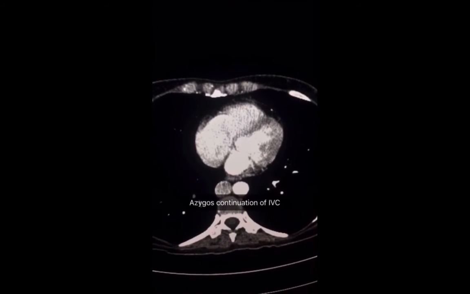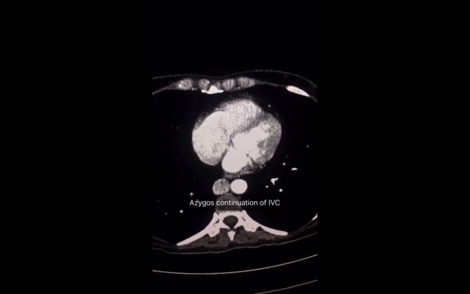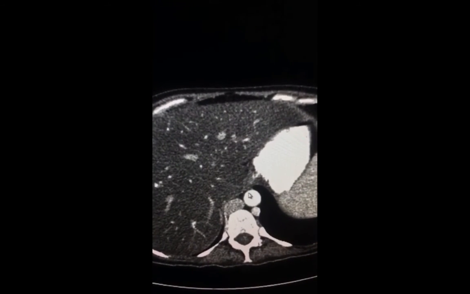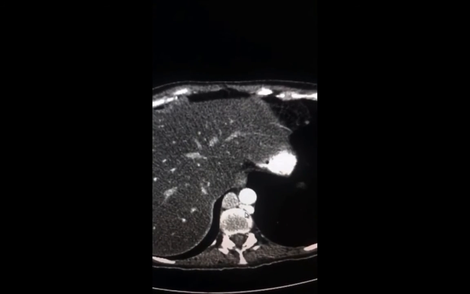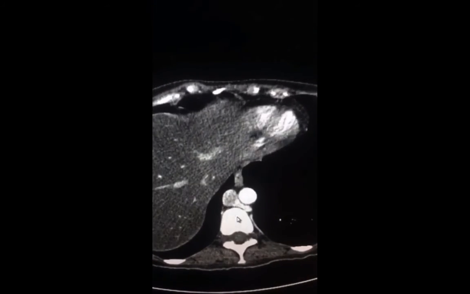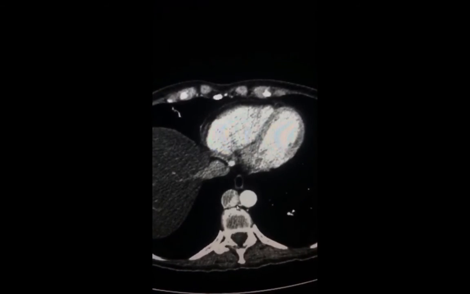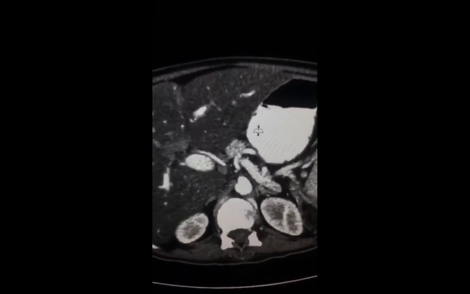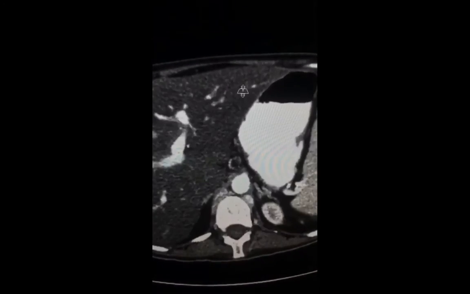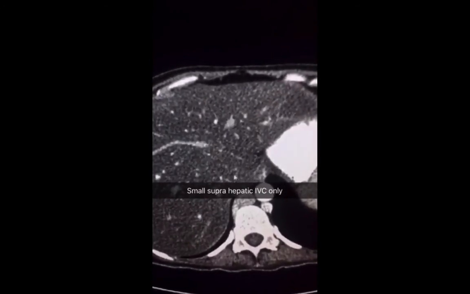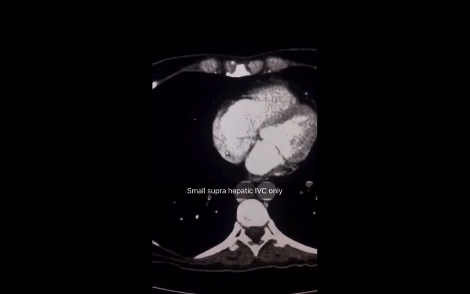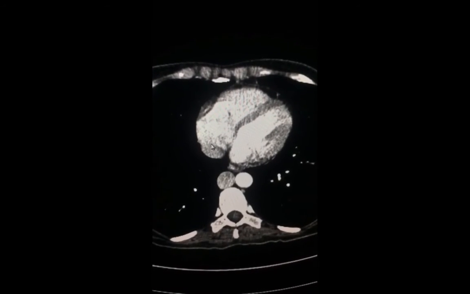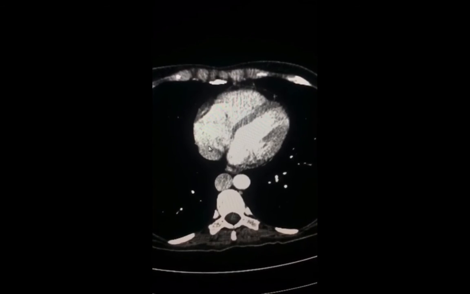This is a congenital entity called azygos continuation of an interrupted IVC. In this condition, the IVC is either partially or completely absent, classically the hepatic and suprahepatic portions. So the azygos and sometimes the hemiazygos take the responsibility and the load of draining the venous flow back to the heart. There are variations in how the IVC is absent or interrupted. For example, in this case, you don't see the hepatic IVC, but there's a small suprahepatic portion that drains into the right atrium.